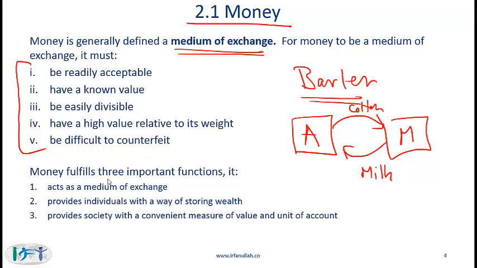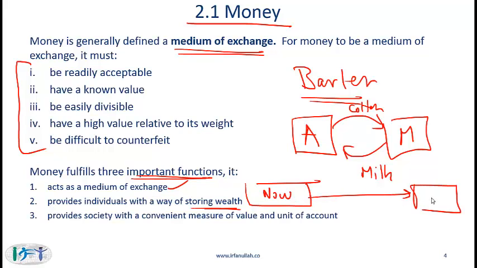You need to understand that money fulfills three important functions in a modern economy. As discussed, it acts as a medium of exchange. Money also provides individuals with a way of storing wealth. We save a certain amount of money now, and then this money can be used in the future.